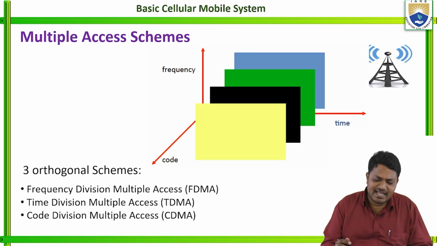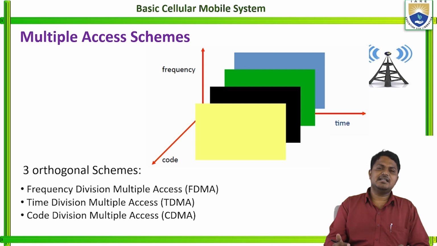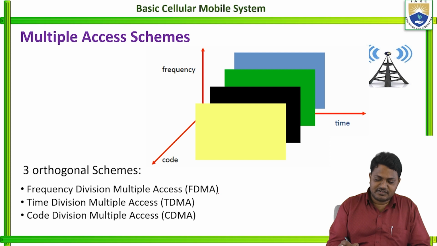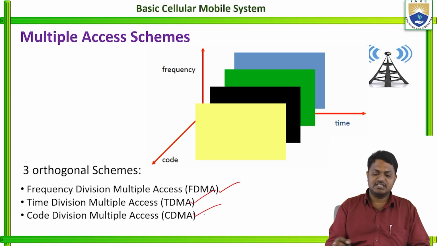Now see the multiple access schemes. Basically, three orthogonal schemes are available. The first one is FDMA, the second is TDMA, and the third is code division, that is CDMA. So the multiple access schemes are of three types: frequency division, time division, and code division multiplexing.